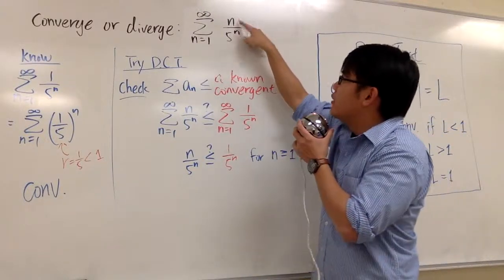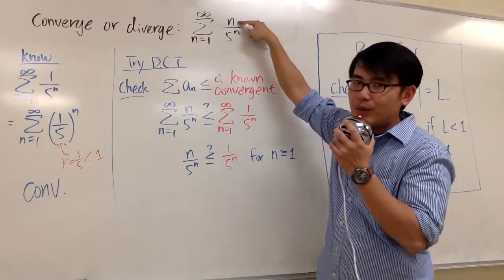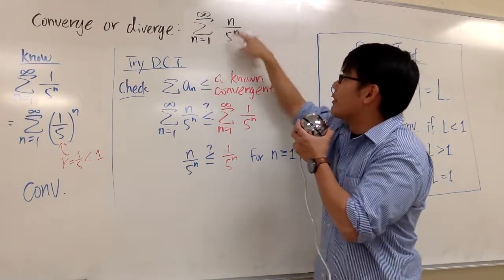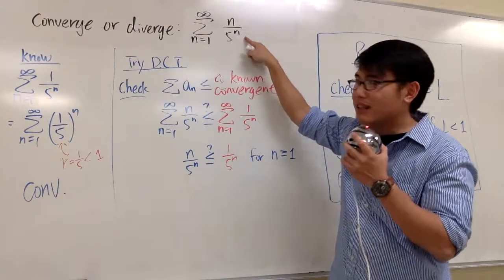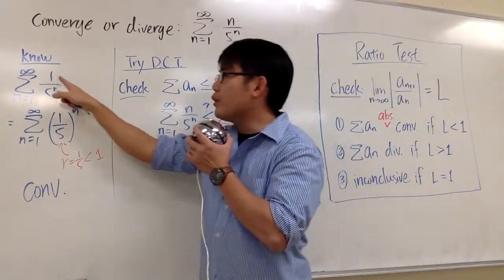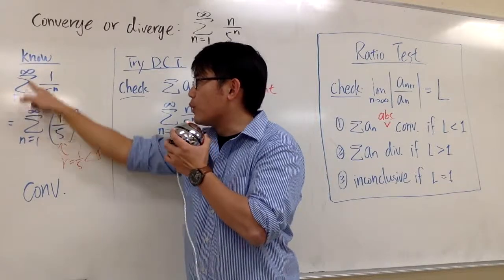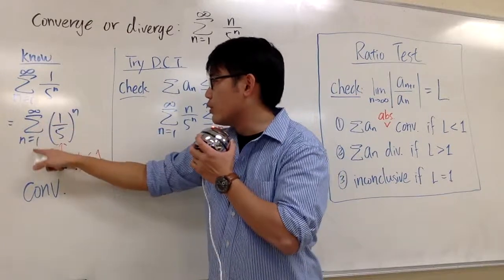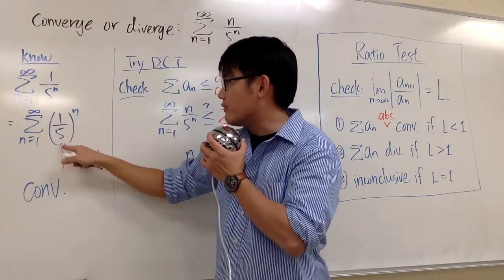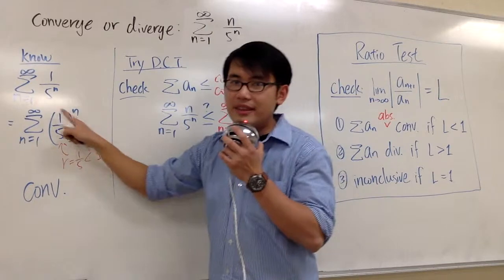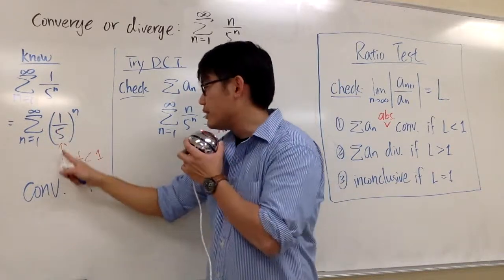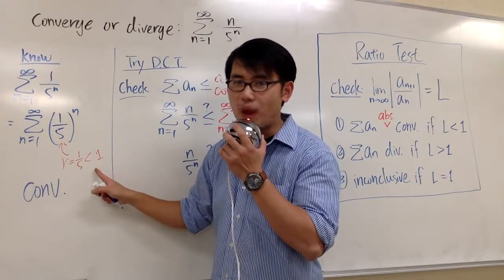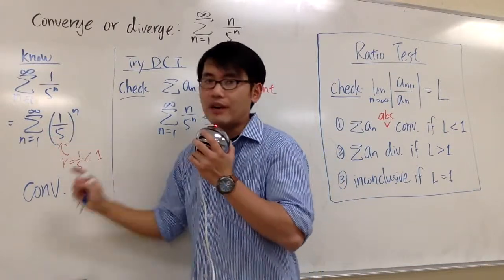If we look at n over 5 to the n, too bad that we had an n on the top. Imagine, wouldn't it be much better if we just have 1 over 5 to the n instead? Because we know that much better. We know that if we have sigma when n goes from 1 to infinity, 1 over 5 to the n, this is the same as saying sigma when n goes from 1 to infinity, parentheses 1 over 5 raised to the n power. And then this is a geometric series where the common ratio r is equal to 1 over 5, and then we know that this is less than 1, therefore this right here converges.